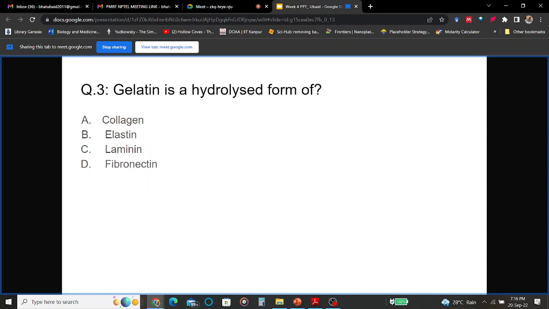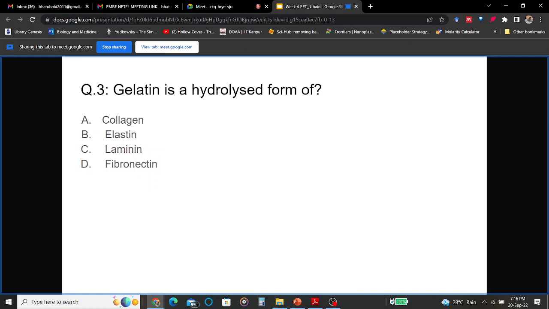Next question is, gelatin is a hydrolyzed form of: A. Collagen, B. Elastin, C. Laminin, and D. Fibronectin. What is the answer? So the answer is collagen.